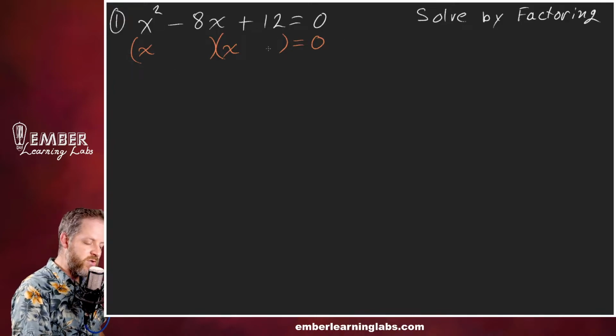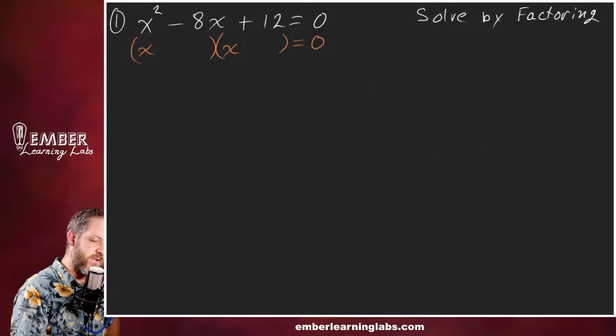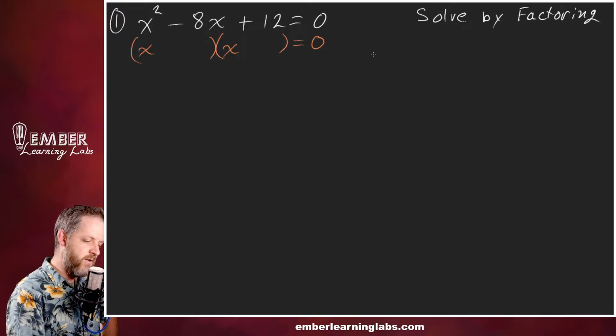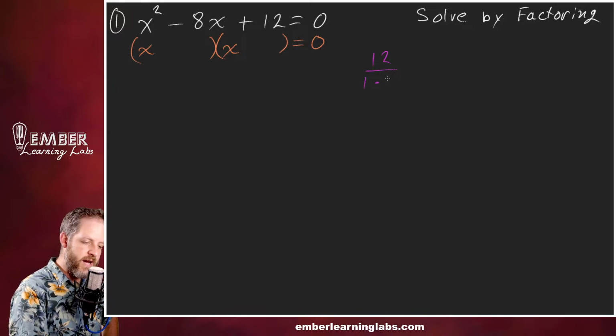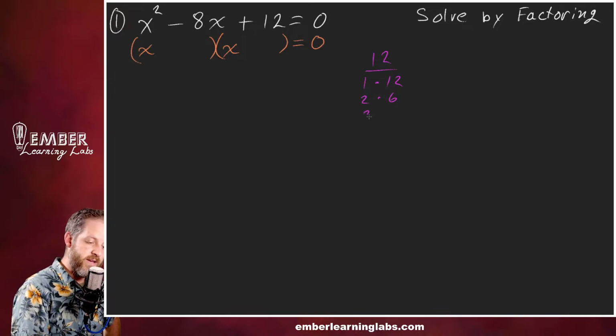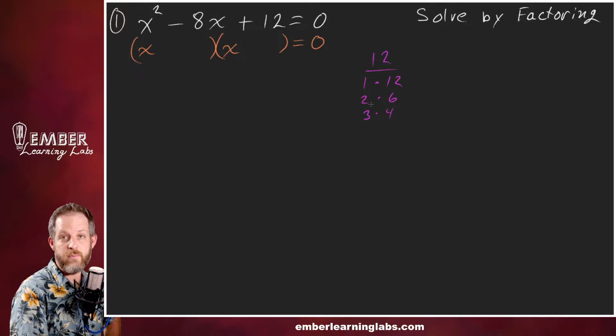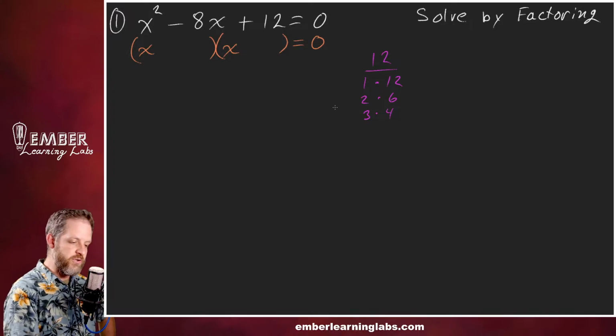Now for the last one, we have several options because there are several different possible factors of 12. To get 12, we can do 1 times 12. We can do 2 times 6. We can do 3 times 4. Of course, the other order would also work on all of these. So like 6 times 2 would also work. So those are all of our possibilities.